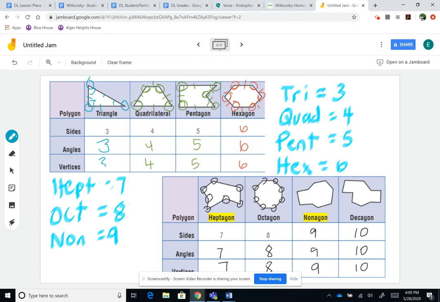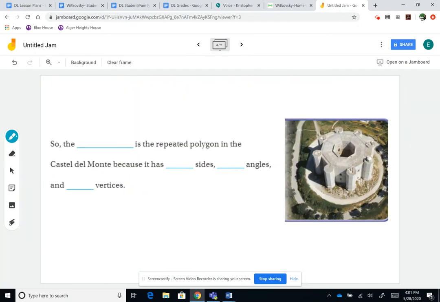And then dec, D-E-C, means 10. So if you see these prefixes in a word, or these roots to a word really, you can make an educated guess about what it means, and it'll have one of those numbers related to it. All right, let's carry on.